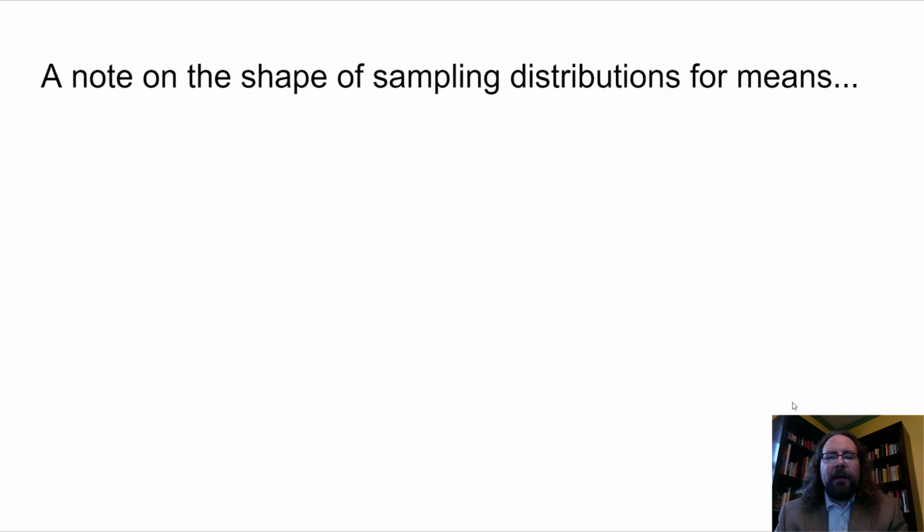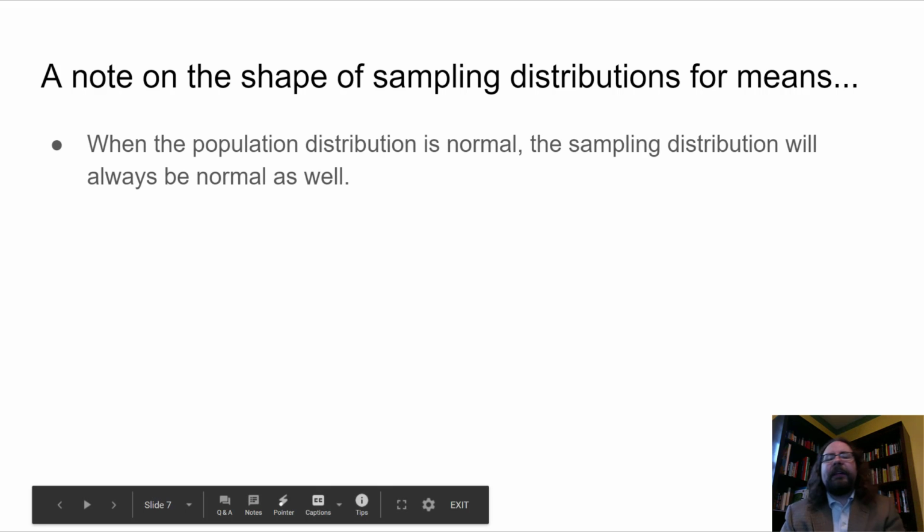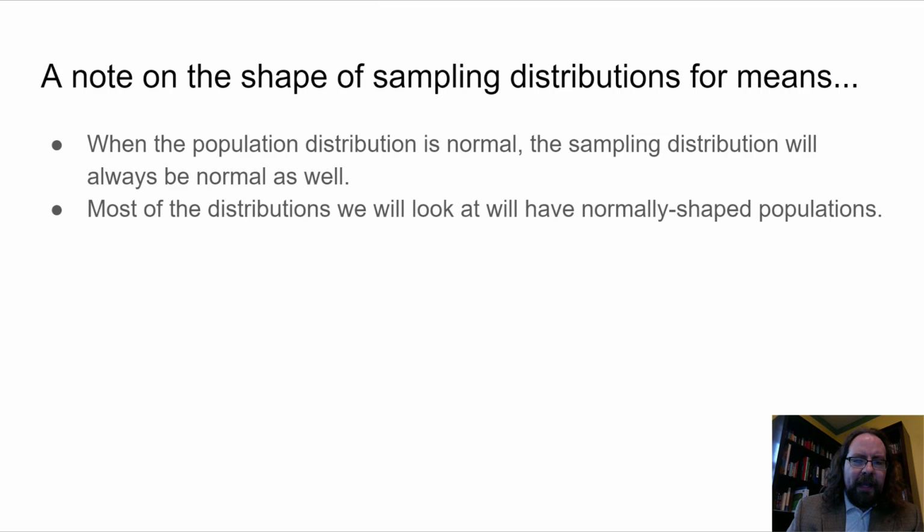So one other thing I want to talk about, and this is actually really, really important for statistics, so we're really just touching upon it here, but when the population distribution is normal, the sampling distribution will also be normal as well. And most of the distributions we will look at are going to have normally shaped populations. The height of all men is normally distributed.